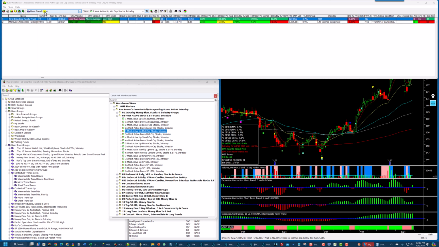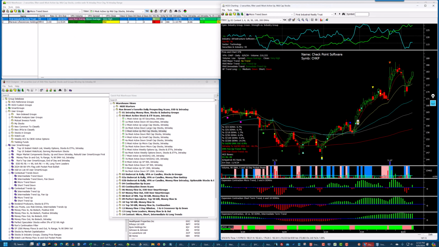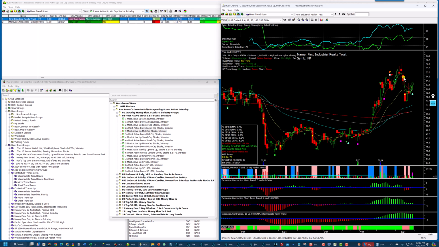Let's see. This is microtrend down. Let's take a look at this. Okay, you can see the pullback here, the microtrend down, but these remained positive and it's moving up here. So this is a way to find stocks with lower risk entries on them.